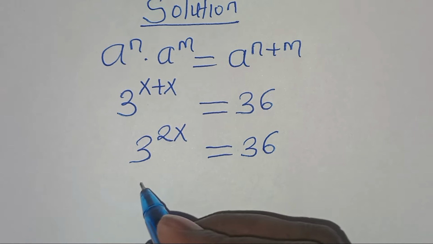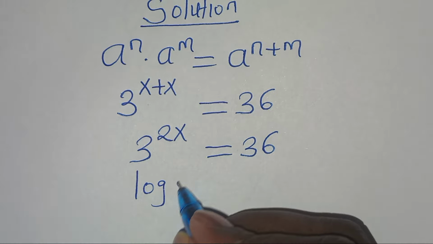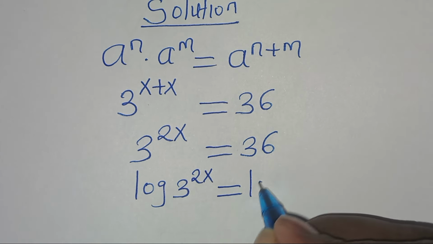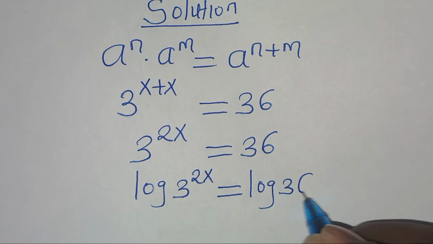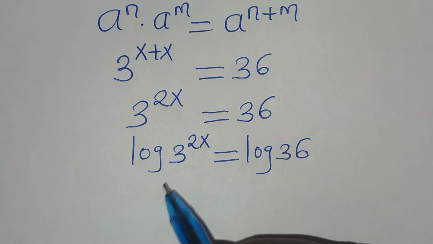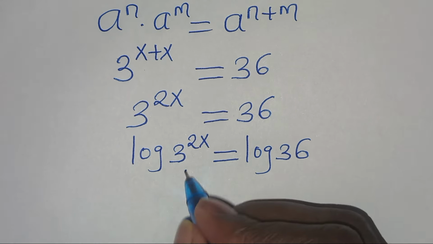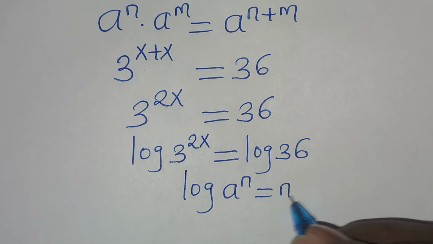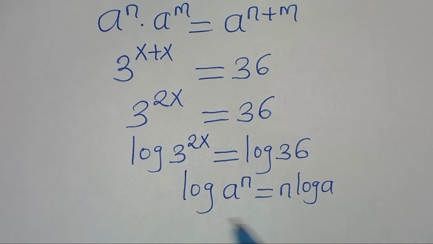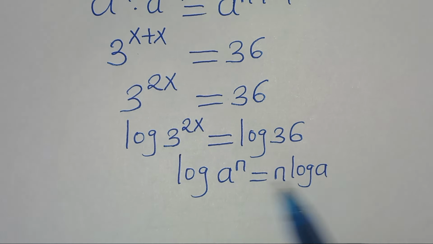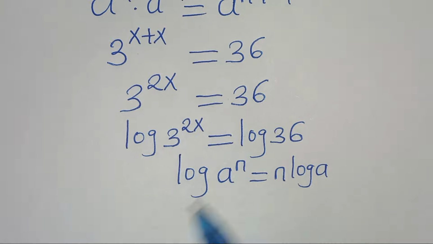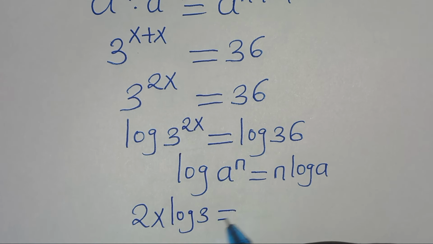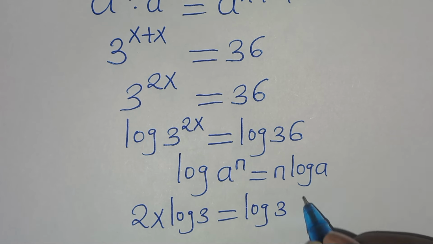To solve for x here, we introduce logarithm on both sides. We have log 3 to the power of 2x. This is equal to log 36. So we have that log 3 to the power of 2x. This is in the form of log a to the power of n, which can be expressed as n log a. Applying this power log property, then log 3 to the power of 2x becomes 2x log 3. This is equal to log 36.